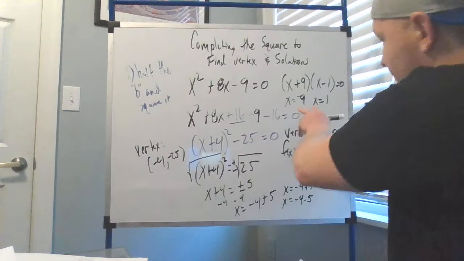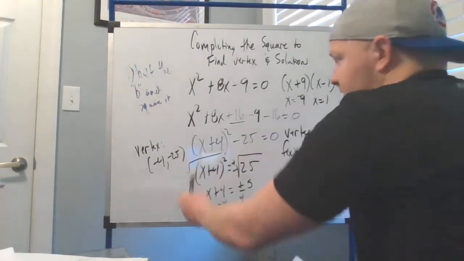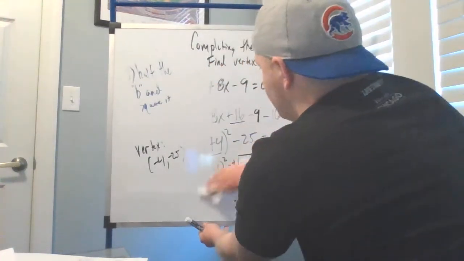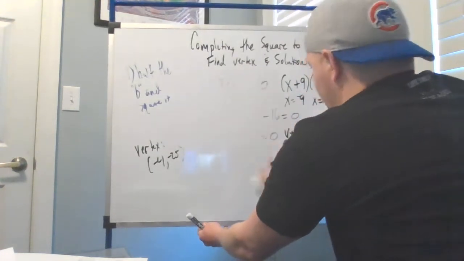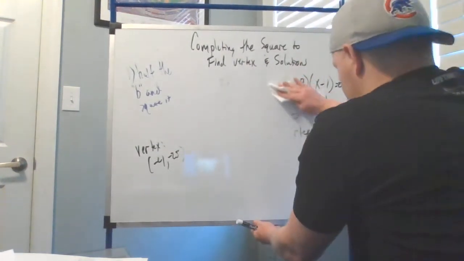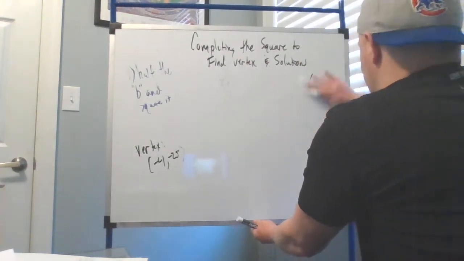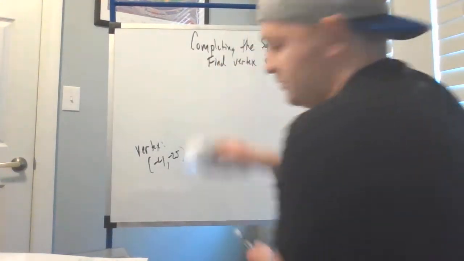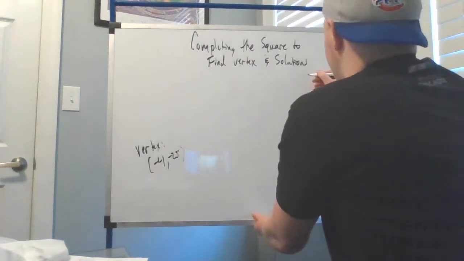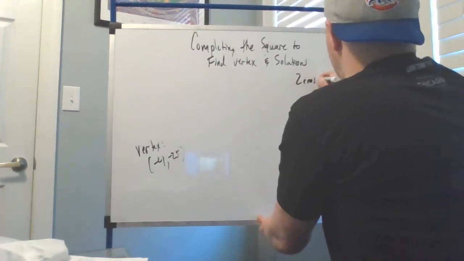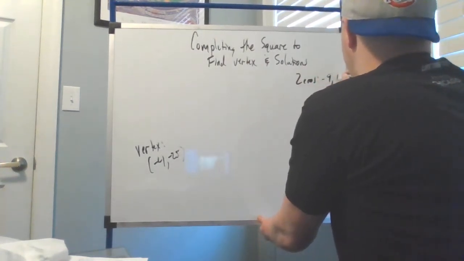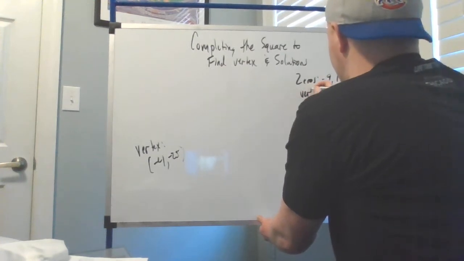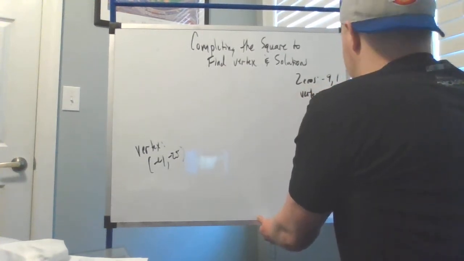Now that I've identified my two zeros and my vertex, graphing this becomes much easier. All right, now we're not graphing today. I'm just showing you guys so that you can see where we're going with this. So remember, my zeros were -9 and +1, and my vertex is -4, -25.